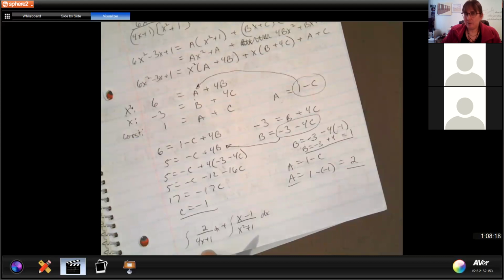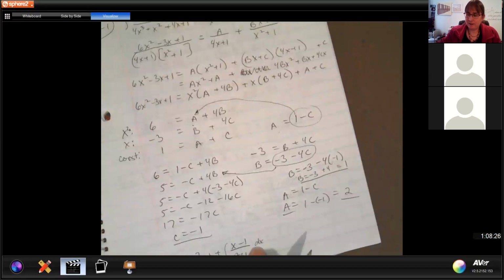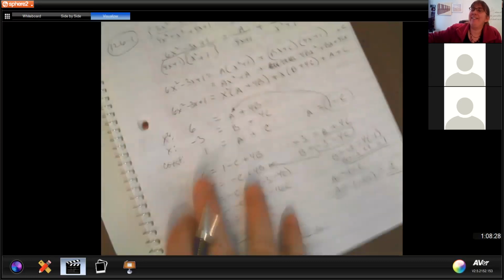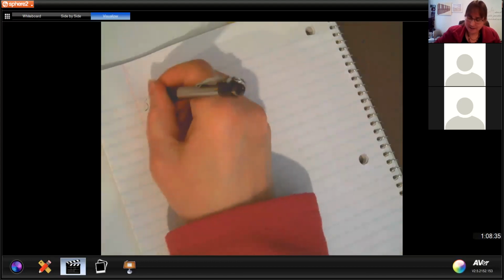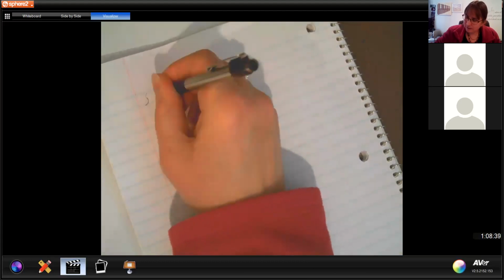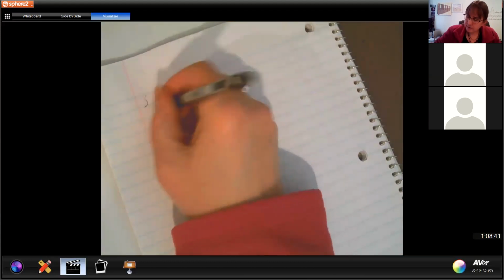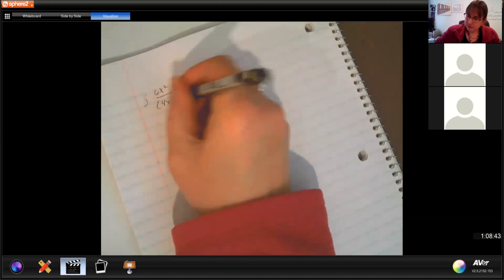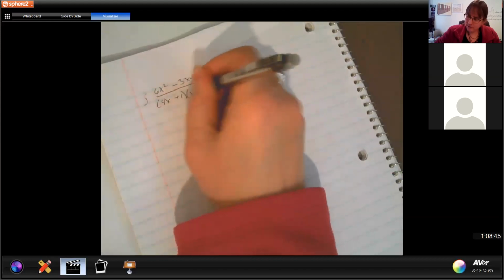Yeah. So we've always come across where we're getting 2 equations, or 3 equations, 3 unknowns, we find our variables, and then we set up our integral. So I'm going to flip my page and start with that integral that we have. So we're looking to solve 6x squared minus 3x plus 1 over 4x plus 1 times x squared plus 1.